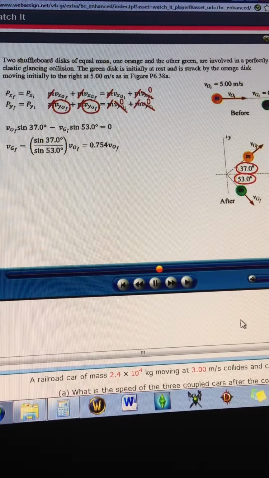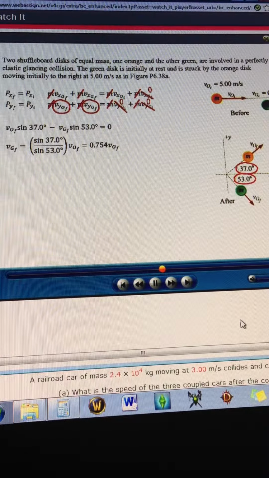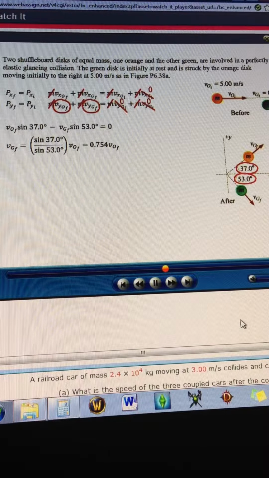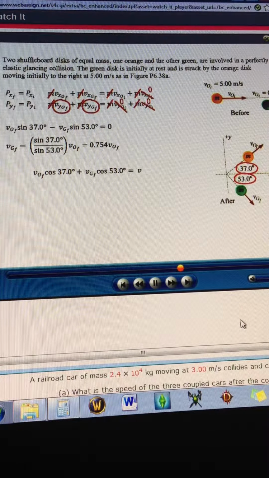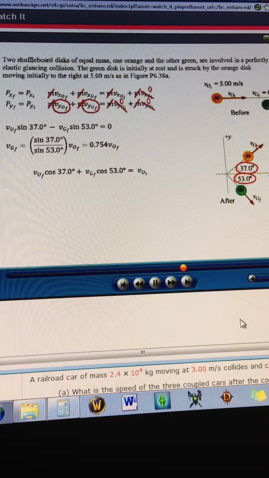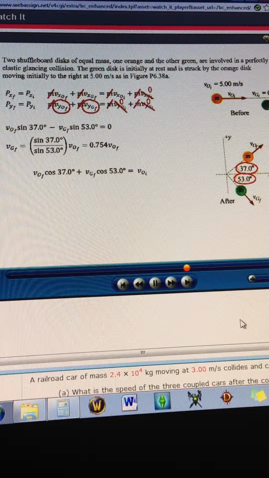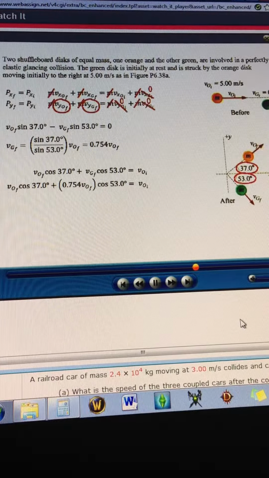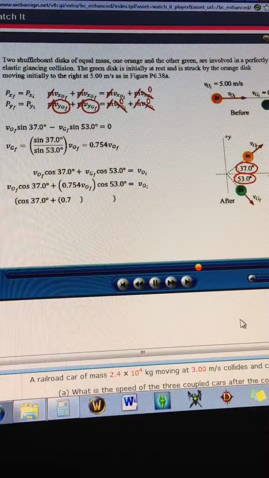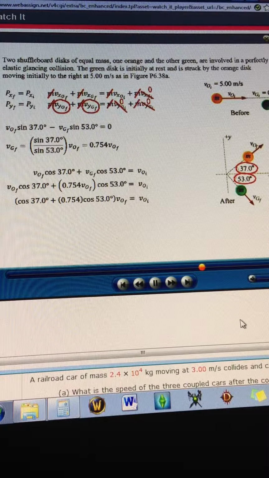Now let's consider the conservation of momentum in the x direction. The x component of the orange disk's final velocity is just v orange final times the cosine of 37.0 degrees. The x component of the green disk's final velocity is v green final times the cosine of 53 degrees, and v sub x orange initial is just v orange initial since the orange disk is traveling in the x direction before the collision. We can then substitute for v green final from the y equation and solve for v orange final. We'll do this in two steps. First, factoring out v orange final, then solving for it.